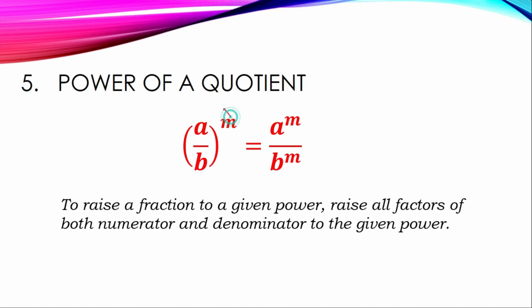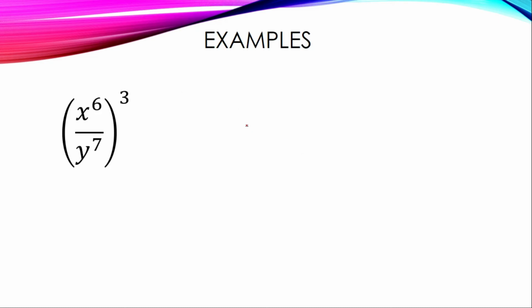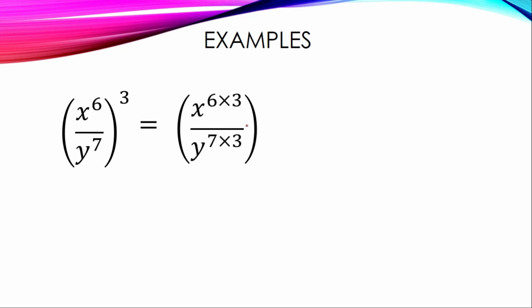So, i-distribute mo lang yung exponent. So, for example, we have the quantity x raised to 6 over y raised to 7, all raised to 3. Just distribute. So, x raised to 6 times 3 and y raised to 7 times 3, and that's equal to x raised to 18 over y raised to 21.